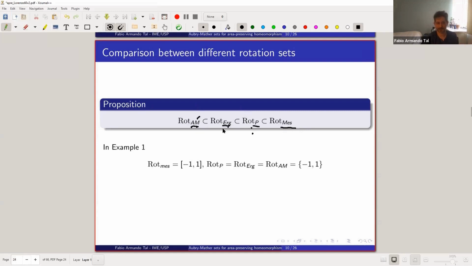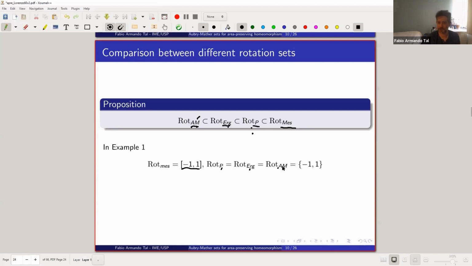It's just saying that this set is smaller than this one, which is smaller than this one, which is smaller than this one. And if you look at example 1, the one which was dissipative, the rotation set for measures was the whole interval, but in the other case, the rotation set for points is the same as for ergodic measures, which is the same as for Aubry-Mather sets: you can only see two different velocities, either 1 or -1. Because the ergodic measures here are just the fixed points at the top boundary or at the lower boundary.